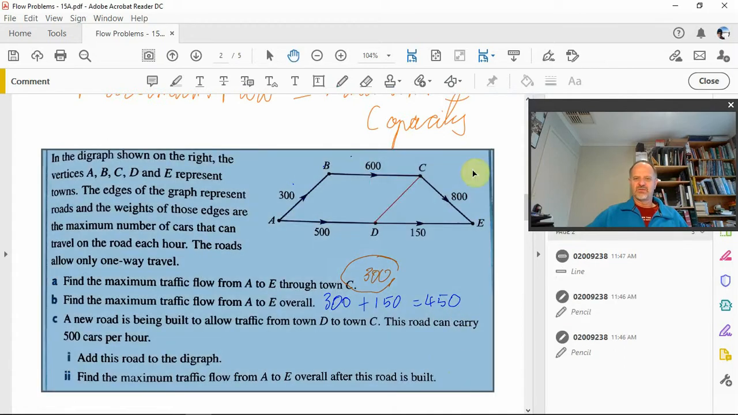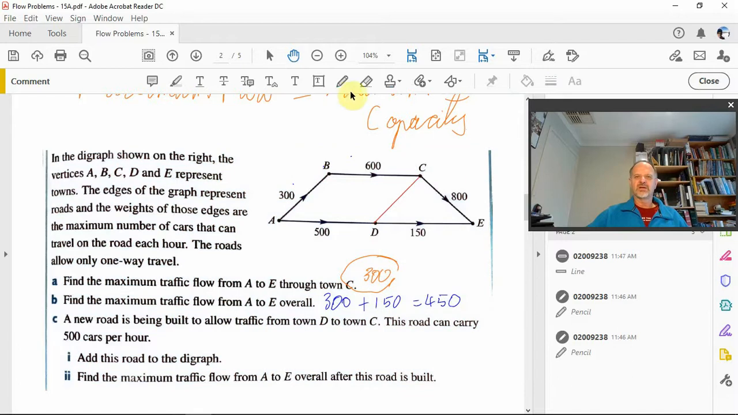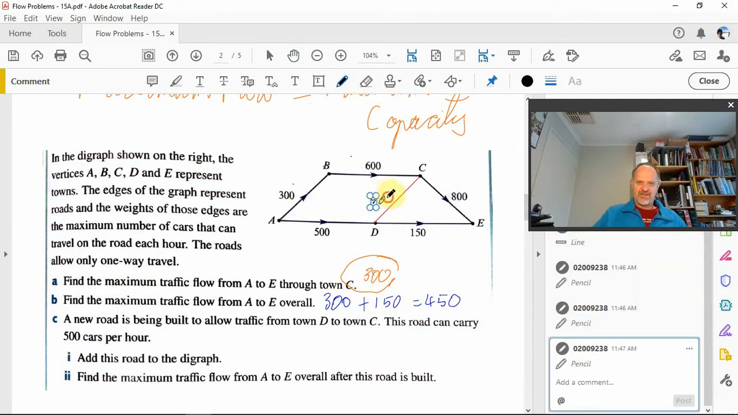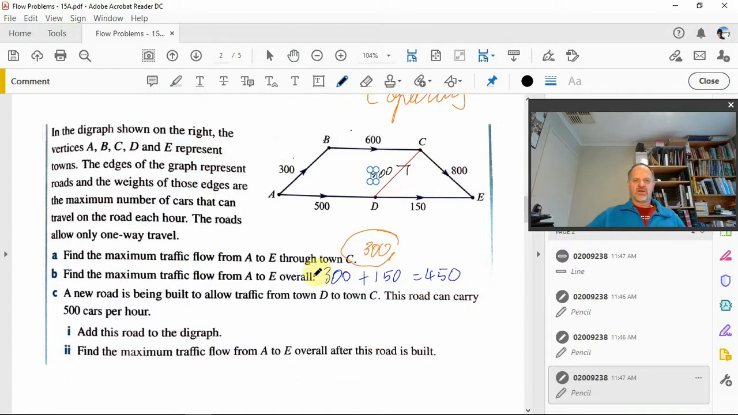There's our line we've done there. And it says we can go 500 per hour, and it's going from D to C, so it's going in this direction. All right. Find the maximum flow from A to E after this road is drawn.